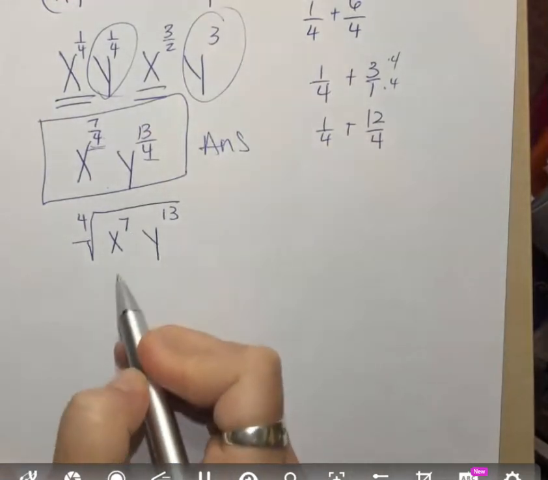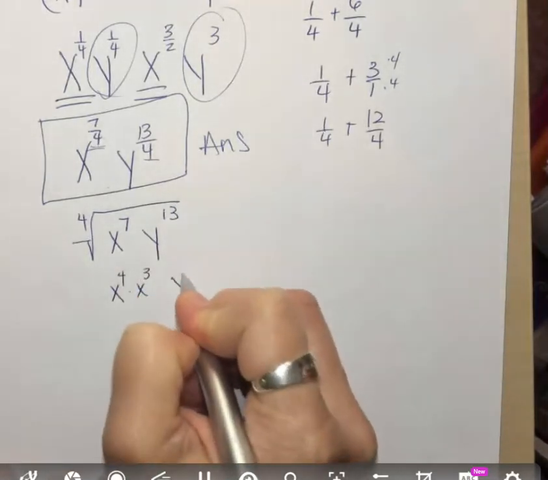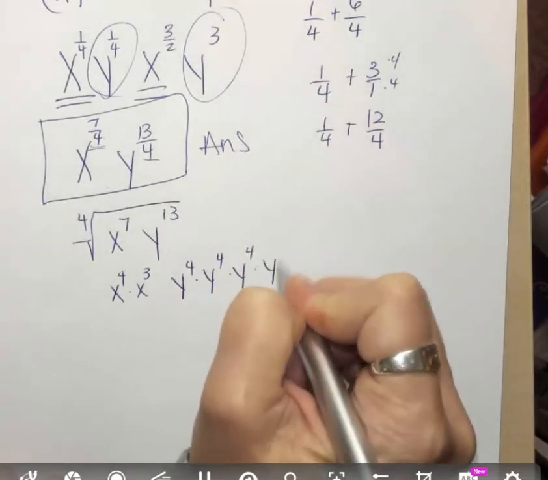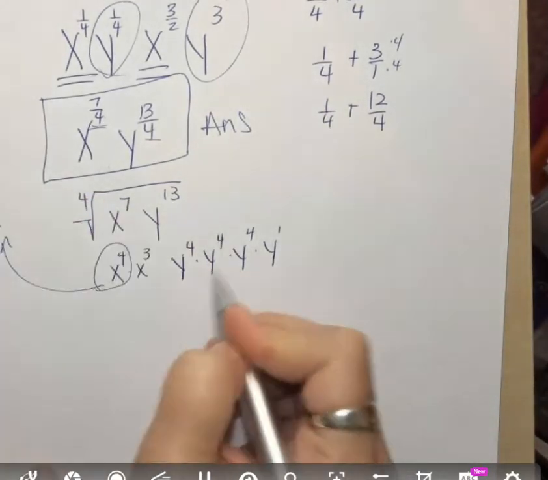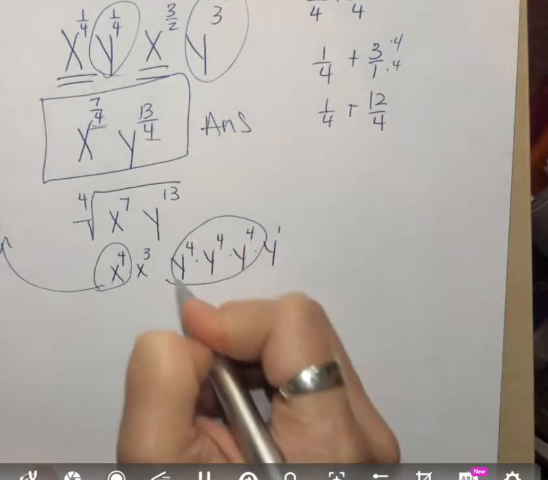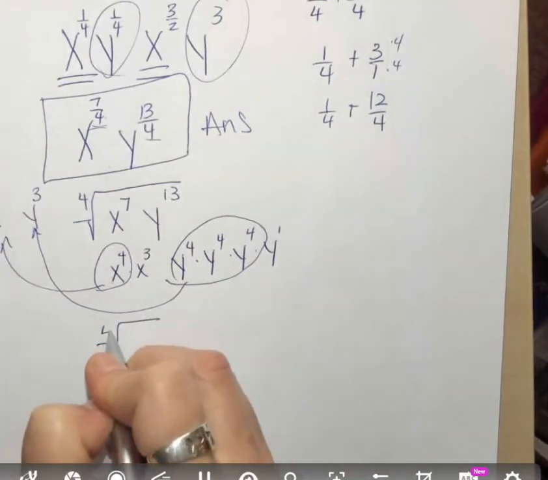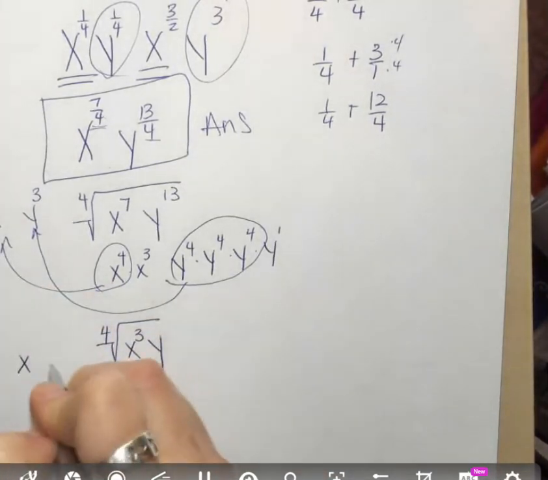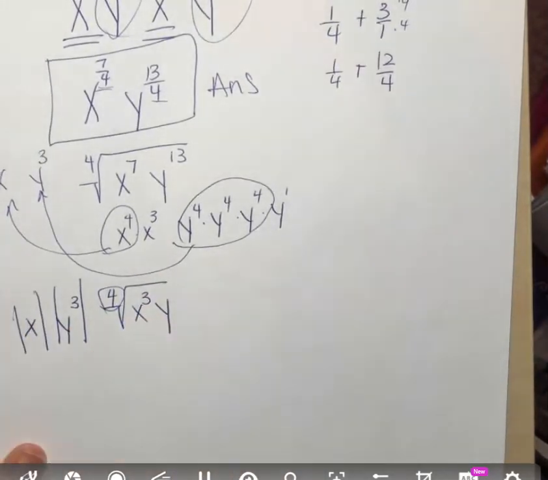Another answer possibility, this isn't most reduced yet, so I have x to the 4th, x to the 3rd, y to the 4th, y to the 4th, y to the 4th, and y. I kind of divided it basically in sets of 4. This guy's going to come out. These guys are going to come out. And so I'm left with the 4th root of x to the 3rd y. And then I have an x and a y cubed. Even power here, so I need absolute value marks on my x and my y. So that kind of puts it all together.